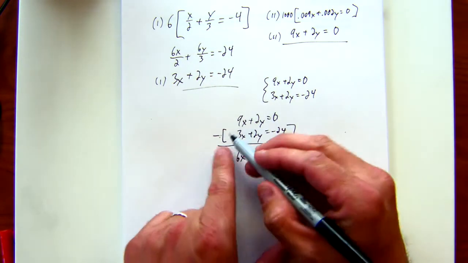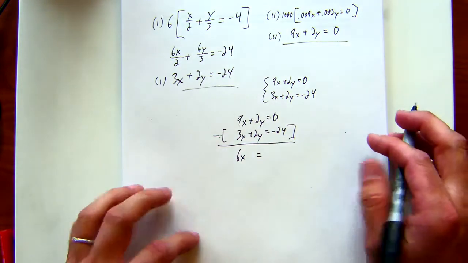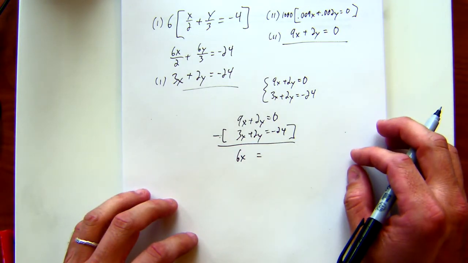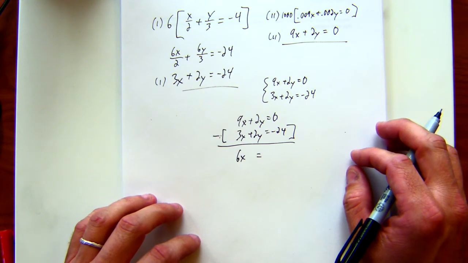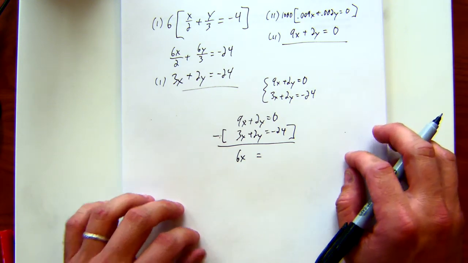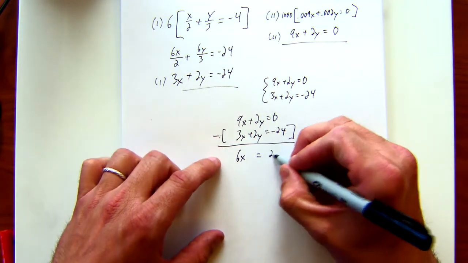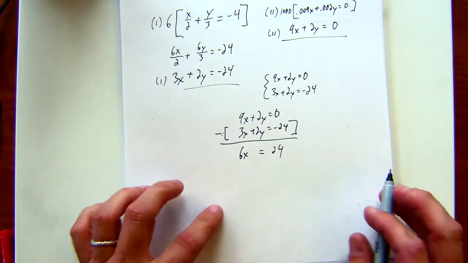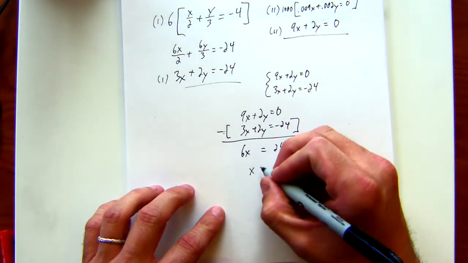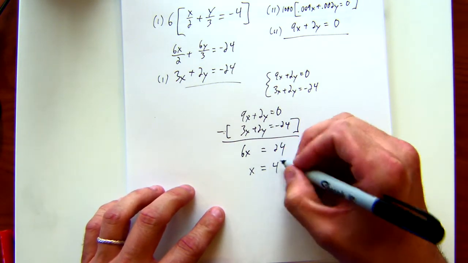And 0 minus a negative 24. So how do you subtract a negative 24? That's the same thing as what? Yeah, you've got two negatives, that turns into a positive 24. Now, what have we got? 6x equals 24. What is x? 4.